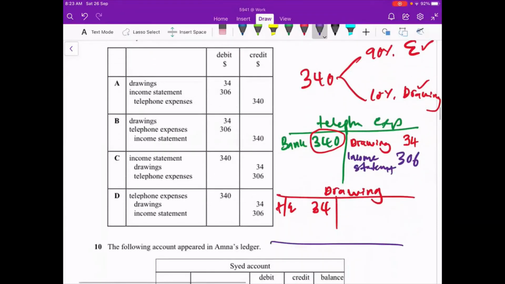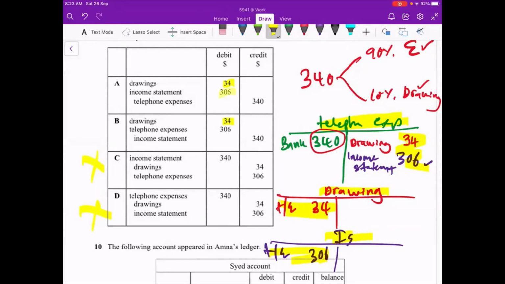So I open an income statement. This is my income statement. Credit here means here will be debit. Then we write here telephone expenses. So basically, what is the answer? You debit your drawing account, you debit the income statement, and then you credit the telephone expenses. That's your answer. Okay, so can we check the answer? Debit drawing 34. Then debit income statement. Oh, this is wrong already. So the answer is A. Question number 9, the answer is A.